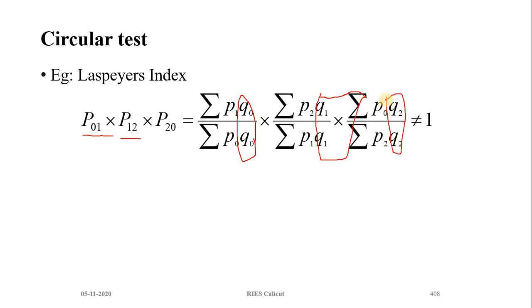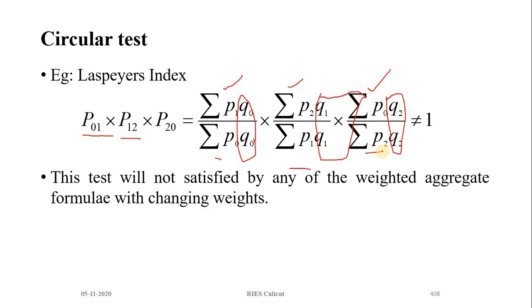There are three different base periods. We have taken three different weights. Now you look at this is P1, this is P2, and this is P0. Here P0, P1, and P2. That means we have checked different combinations. If you multiply all these different price index numbers, here we have three periods, that's why we have three index numbers. If you have five periods, then we will have five index numbers. You multiply all, you should get one. But as per the circular test, the last pair index is not satisfying this test.